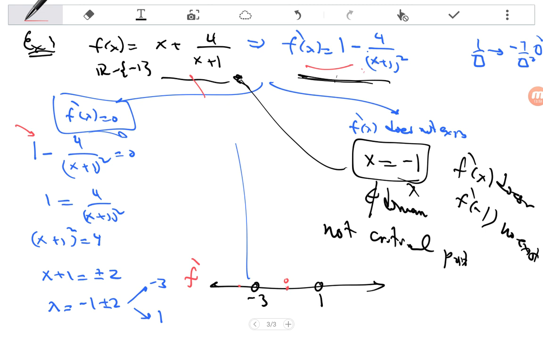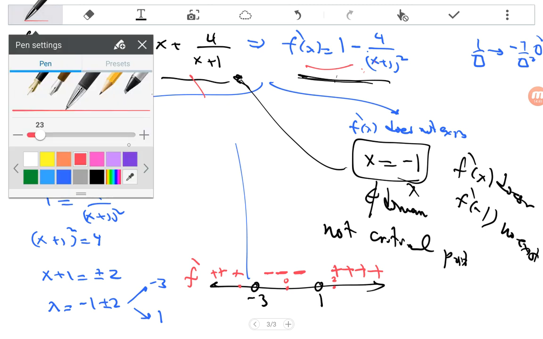So putting x equals 0 in this expression would give me 1 minus 4, which is a negative value. And when I put a value greater than 1, for example 2, that would give me 1 minus 4 over 9, which is a fraction. 1 minus a fraction will just give me a positive value. Similarly, for a value less than negative 3, for example negative 4, it would give me a 9 in the denominator, a fraction, so that would also be positive.